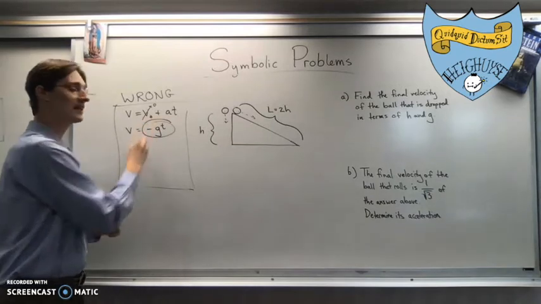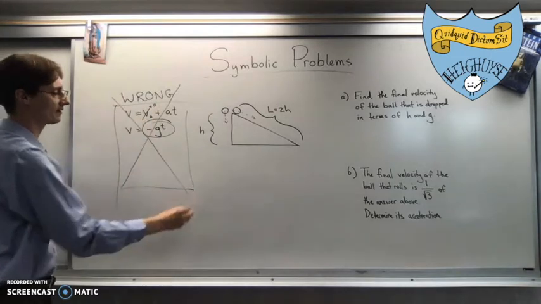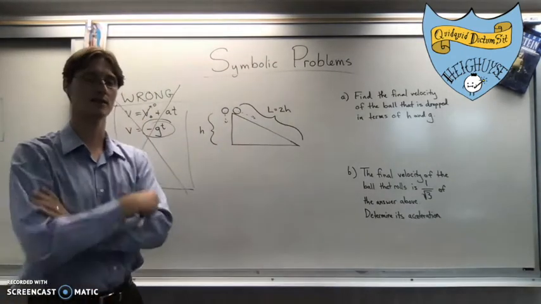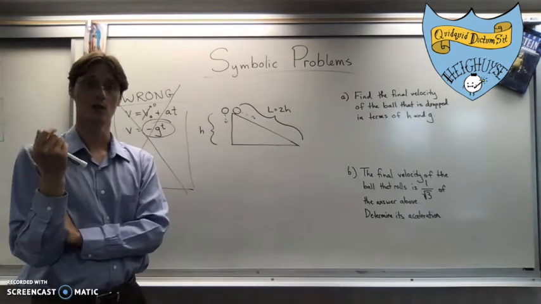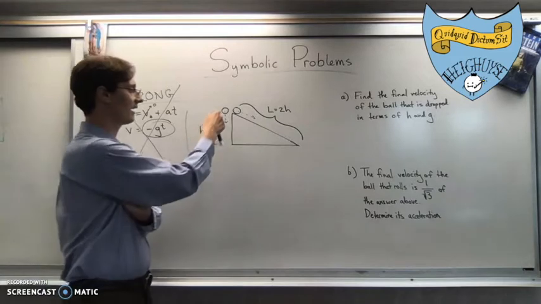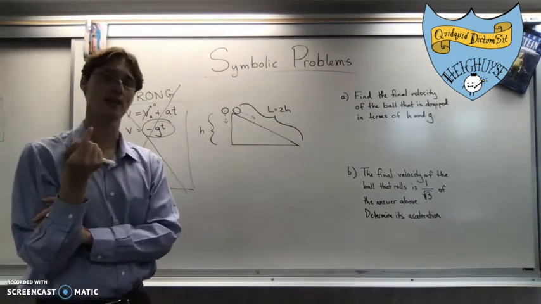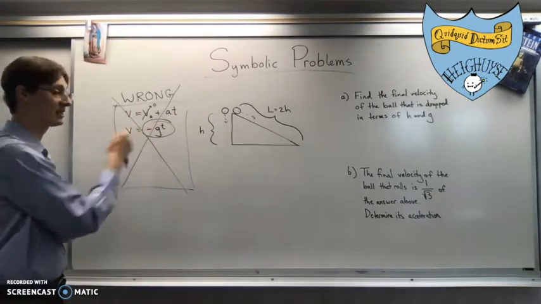There, my answer, negative GT. Got it. No, absolutely not. The reason you can't do this is nowhere in the prompt does it say the ball is falling for a time t. What it does tell you is that the height of the triangle is h. And so you have to answer in terms of h, and you may not answer in terms of t.